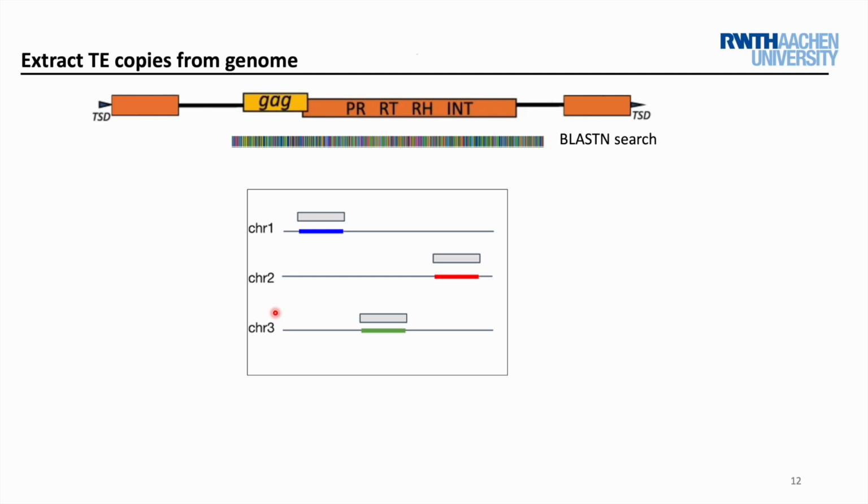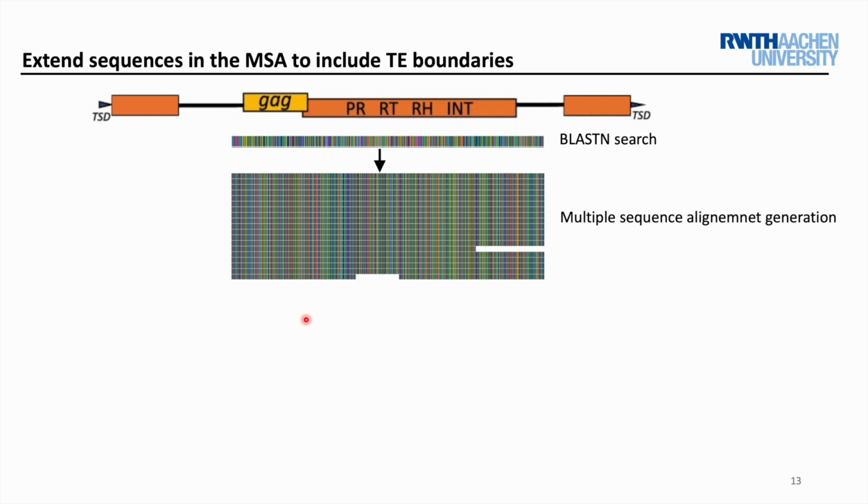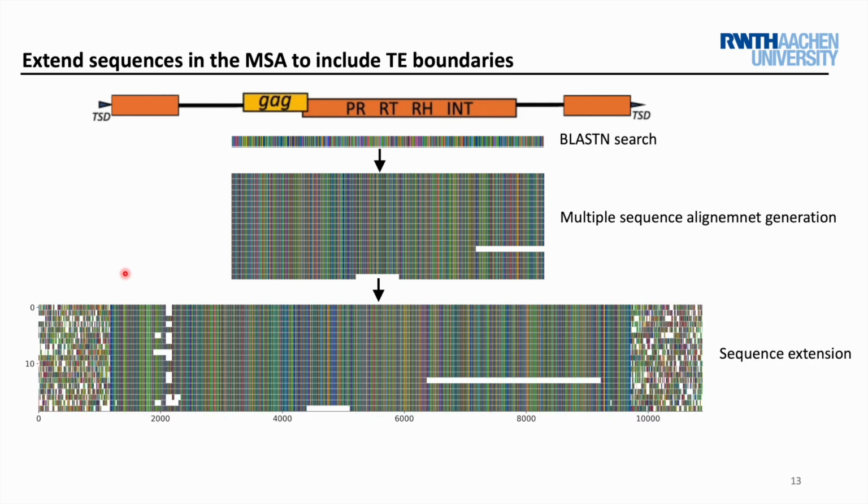Because TEs are repetitive elements, you have a query, and then you do a BLAST search. You can find all the copies from the genome. Then you take all the copies out from the genome and do multiple sequence alignments. After that, you extend the left side and the right side of the multiple sequence alignments until you find the potential boundaries for this TE. Then you find the boundaries that can separate the highly and lowly conserved regions of the multiple sequence alignments. Of course, you can also check the target site duplication and check for the LTR retrotransposons.